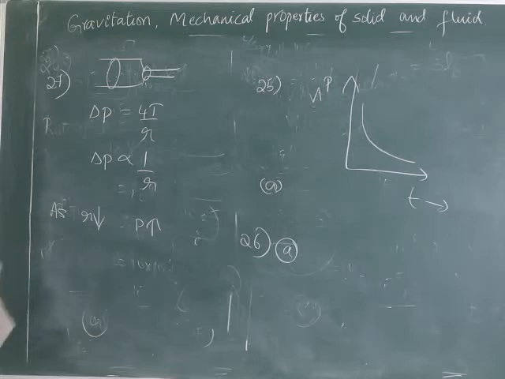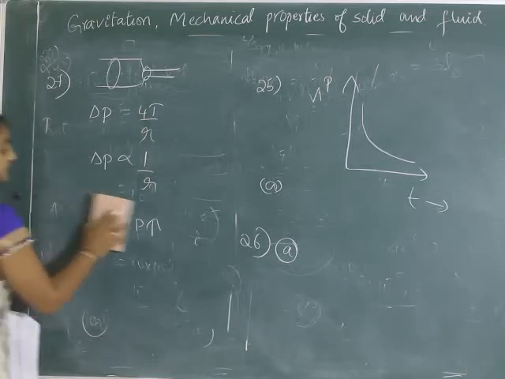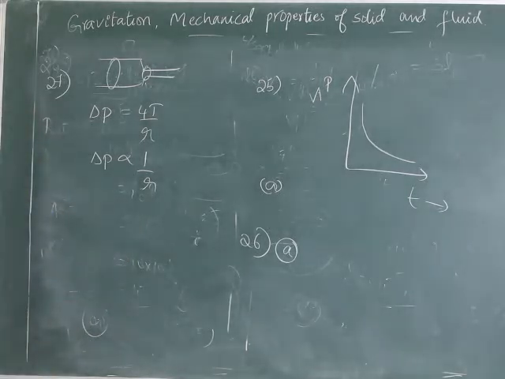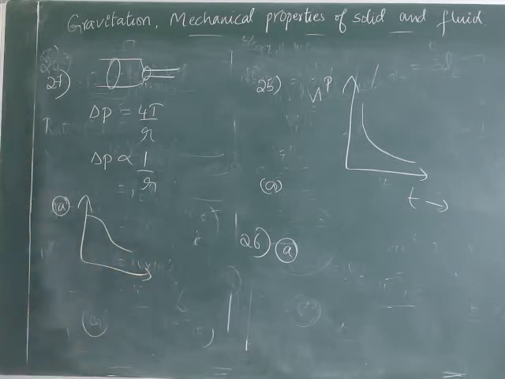So, how should the graph be? How will the graph be? As the radius decreases with time, pressure with respect to time will increase. Now help me. The graph is the first one, A. Earlier the radius was more, so the pressure decreased.